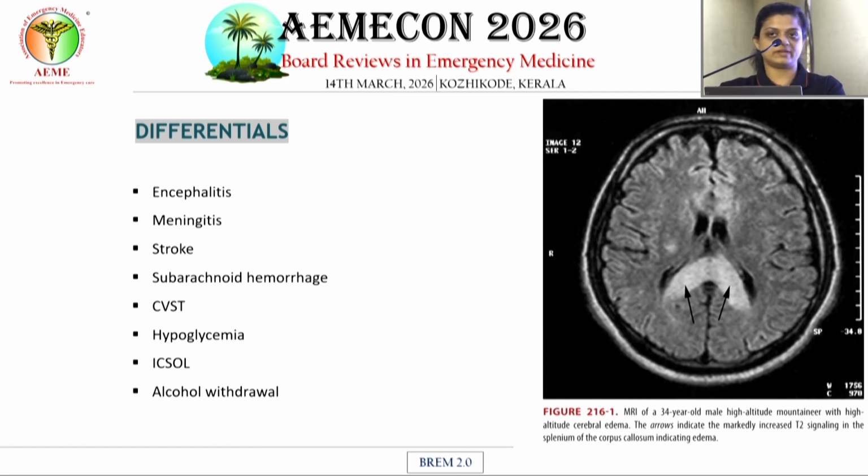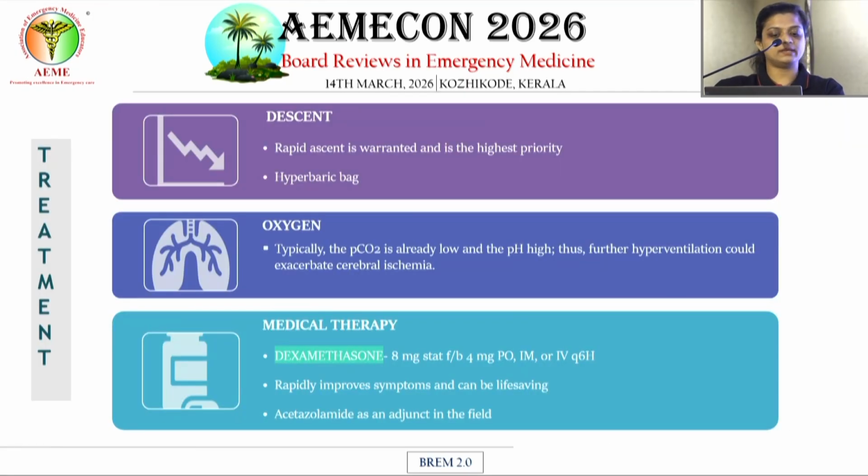This is a classical finding which you can see in the MRI, that is the T2 intensities in the corpus callosum and the splenium. This is pathognomonic for high altitude cerebral edema. Again, the treatment includes descent, oxygen, and medical therapy. Here the drug of choice is dexamethasone, which is given as 8 mg start followed by 4 mg. It can be given in any form, that is peroral, intramuscular, intravenous, any way. Even in resource-limited settings, if you have a tablet, you can give that. It will actually be very beneficial to the patient.